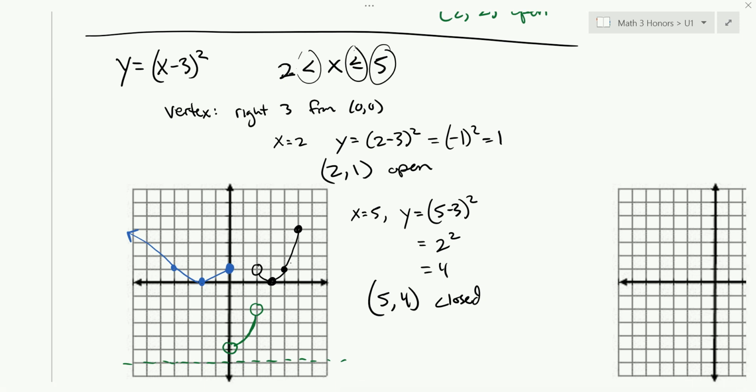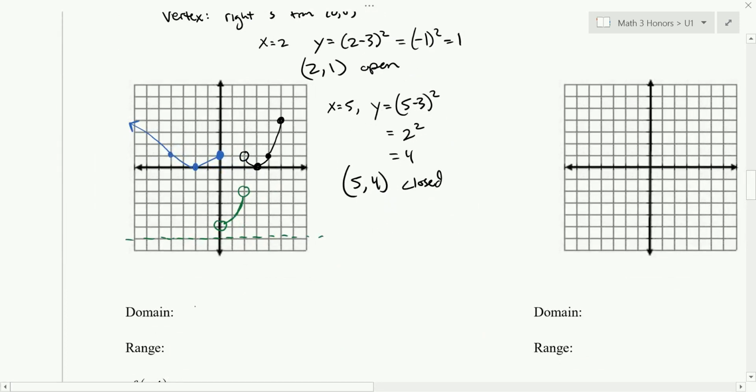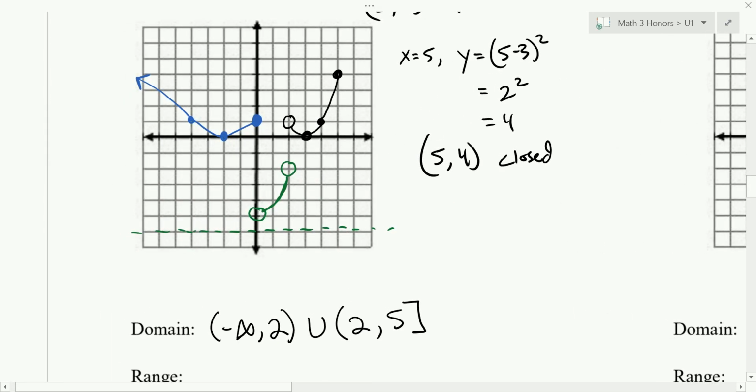Okay? It looks like 3 separate pieces. It is, but it's one function. All 3 of those together form that one function. For our domain, what is it? Anybody have it? Negative infinity up to 2, parenthesis or bracket, union 2, 5, bracket.